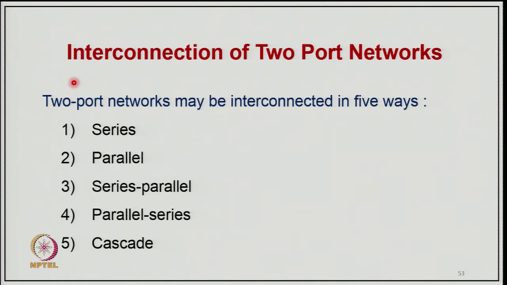There are 5 ways in which 2 port networks may be interconnected. One is series, you can have 2 ports connected in series, or connected in parallel, or connected in series-parallel, or in parallel-series, and 2 ports can be connected in cascade. So, these are the 5 ways we can connect 2 sets of parameters.